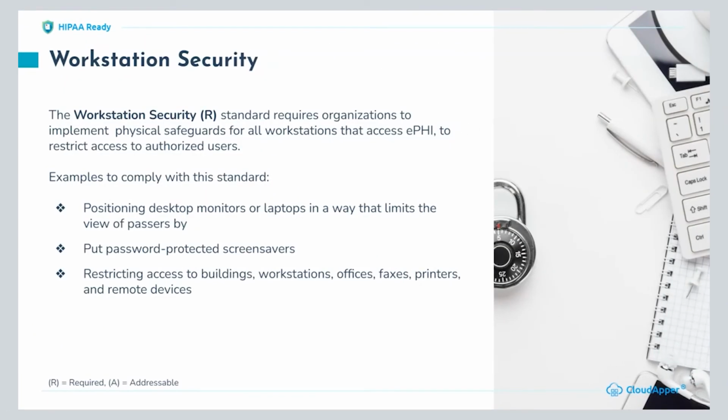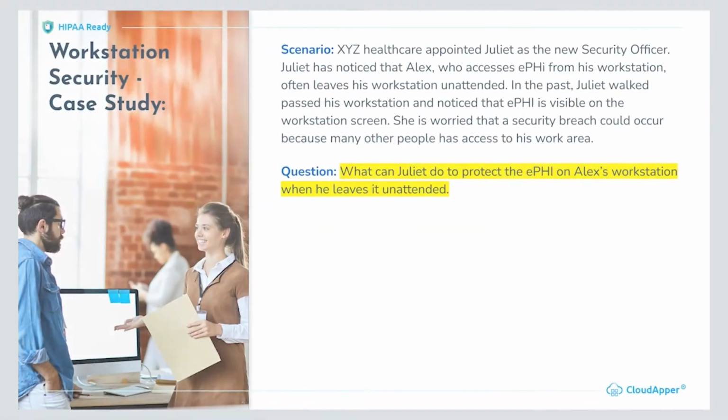Workstation security. The Workstation Security Standard requires organizations to implement physical safeguards for all workstations that access ePHI to restrict access to authorized users. Examples to comply with these standards could be positioning the desktop monitors or laptops in a way that limits the view of passersby, putting password-protected screensavers, or restricting access to buildings, workstations, offices, faxes, printers, and remote devices. Let's do a case study on workstation security.